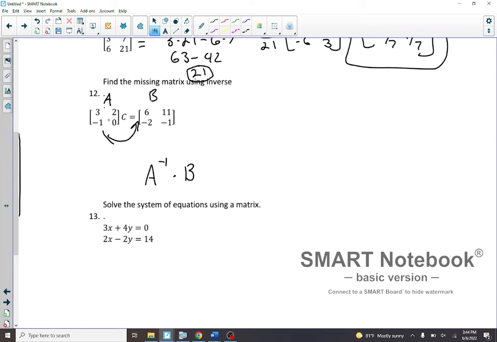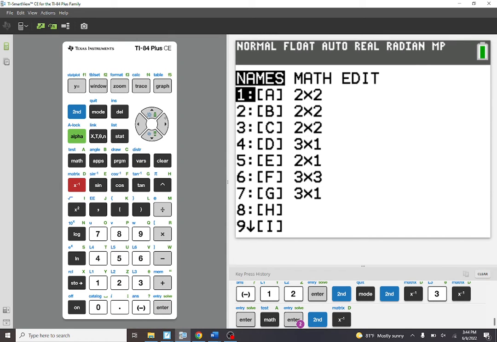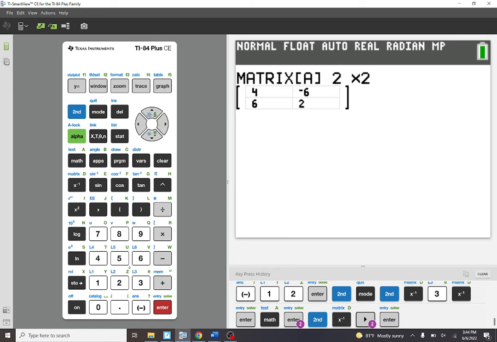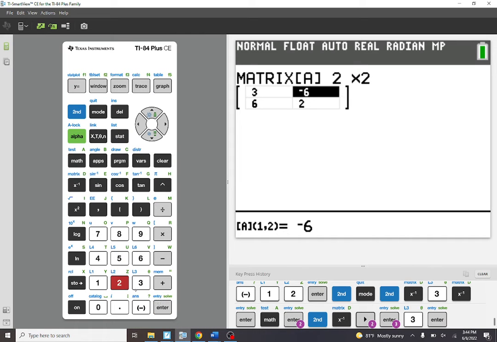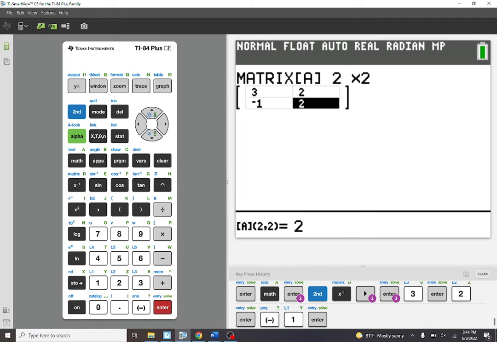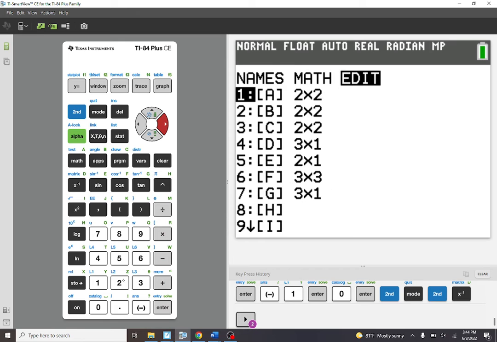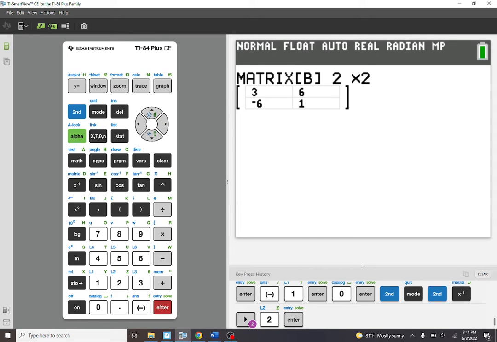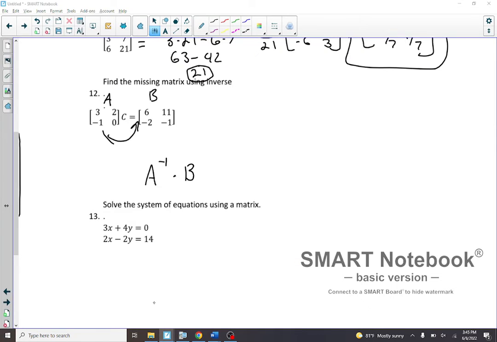So this one is 3, 2, negative 1, 0. We'll call that A. Still 2 by 2: 3, 2, negative 1, 0. And then matrix B is also a 2 by 2, and it's going to be 6, 11, negative 2, negative 1.